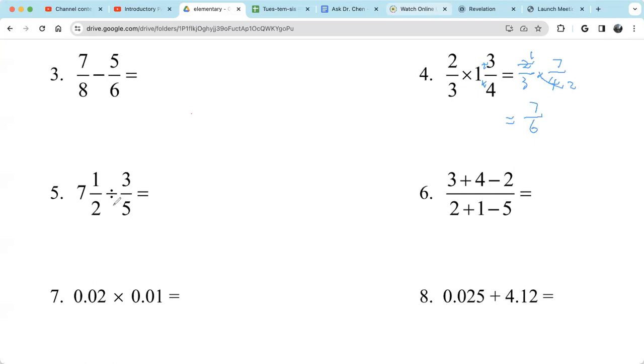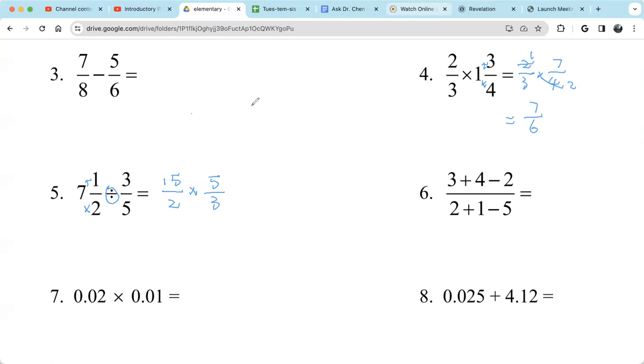Okay, now let's see 5. We're going to change this to an improper fraction. So we multiply 7 with 2 plus 1. Well, that's 15. Then divide by 2. Dividing by a fraction changes to multiplication by its inverse. Its inverse is 5 over 3. Inverse means multiplicative inverse here.